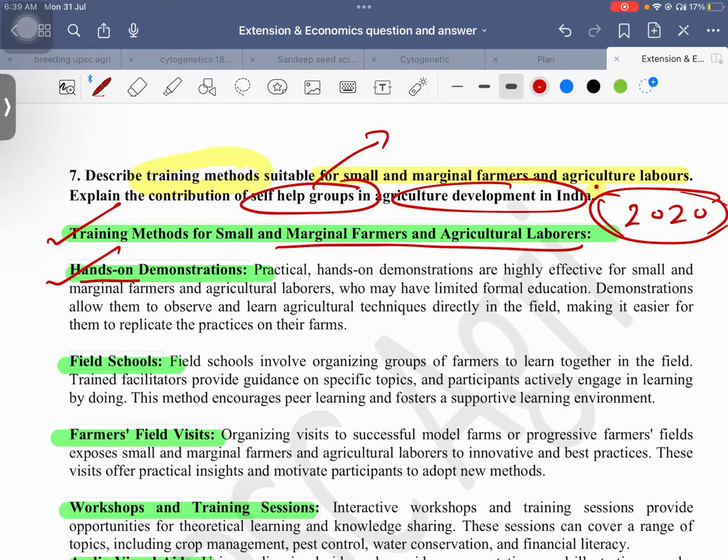First is hands-on demonstration. It's practical demonstration, highly suitable for small and marginal farmers who may not have formal education. So what we do is demonstration, like field demonstration or any method demonstration, by which the agriculture technology can be disseminated.